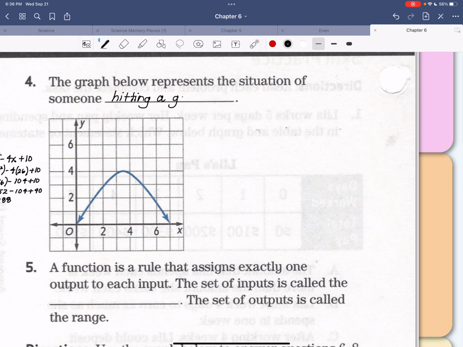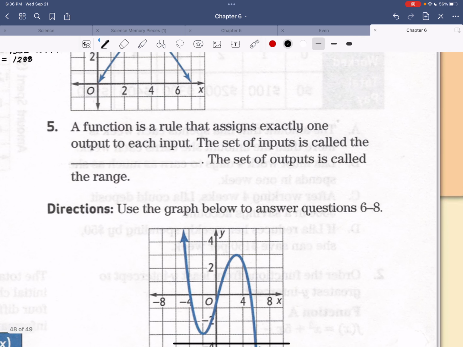It could be a rocket launching and then coming back to Earth. So any scenario that you put in that fits the description is fine. There is no one answer. It's just a story that would fit the graph.